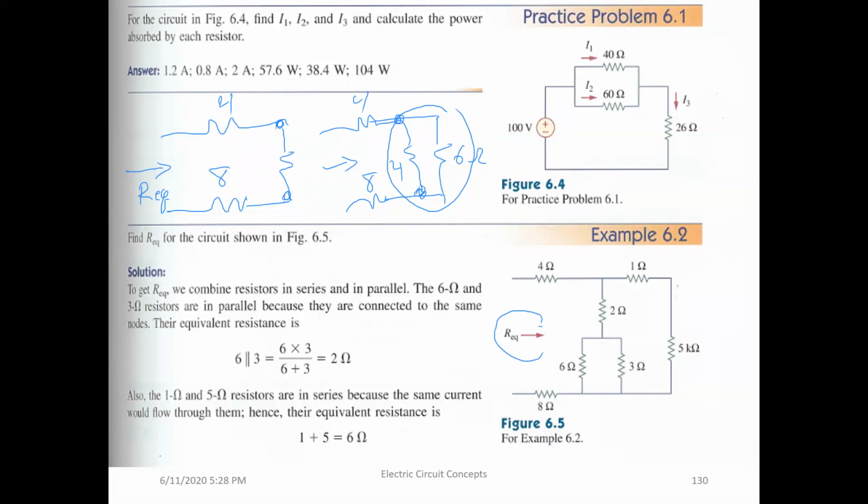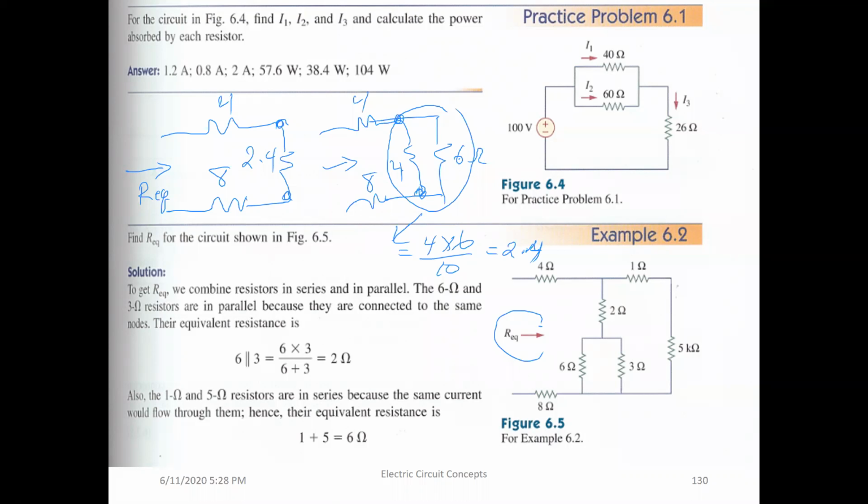And so this will be 4 times 6 over 4 plus 6. So the product over the sum. So the equivalent of this parallel resistors will be 4 times 6 over 10. So that will be 24 divided by 10, so it will be 2.4. So this will be 2.4. So that will be 4 and 2.4 and 8.